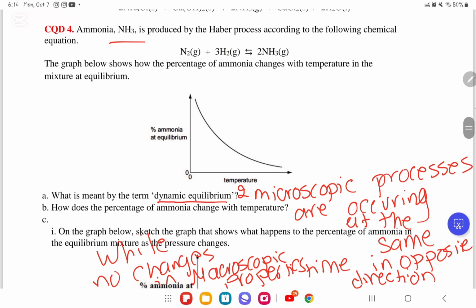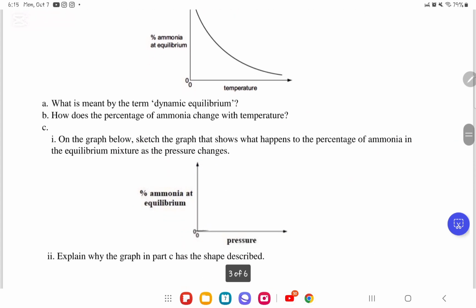So dynamic equilibrium means that two microscopic processes are happening at the same time. For example, nitrogen gas and hydrogen gas producing ammonia, and ammonia producing hydrogen and nitrogen gas at the same time, because our products and our reactants will coexist at the same time. And so they will do their reactions at the same time. So we say two microscopic processes occurring at the same time in opposite directions, meaning this is going forward and this is going backward. But there are no changes in macroscopic properties. Macroscopic meaning the visible properties.